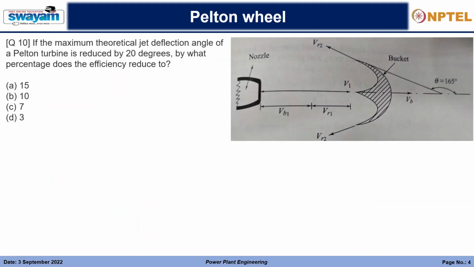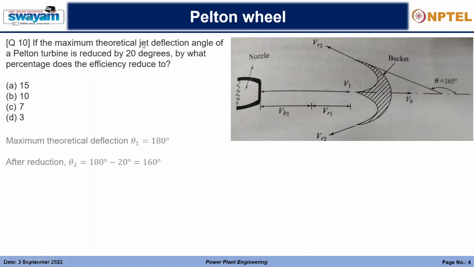Then the next question, which was quite related: the maximum theoretical jet deflection angle of a Pelton turbine is reduced by 20 degrees. By what percentage does the efficiency reduce? Looking at this question, many of us will think that suppose there is one theta, which is the maximum deflection angle, and we reduce it to theta minus 20. In these two cases, what will be the reduction? That should be a general analysis, but actually here we are talking about the maximum theoretical jet deflection, and what if we reduce this angle by 20 degrees.